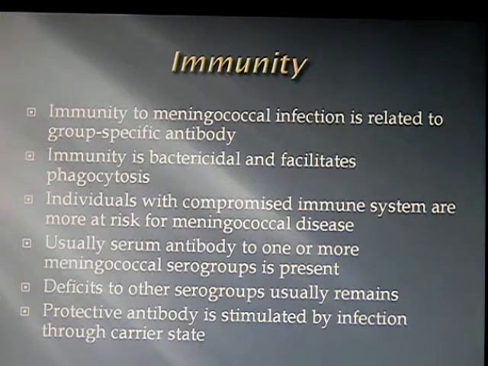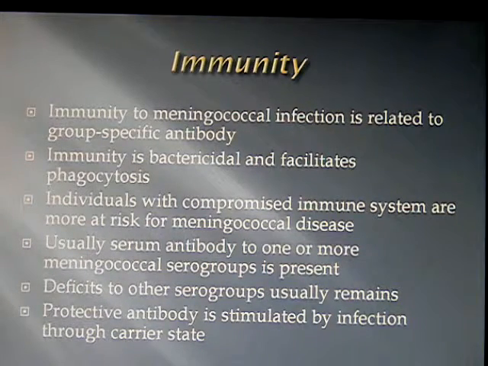Next, I wanted to talk about how you get immunity to meningococcal disease. Immunity is usually obtained through infection, and it's related to a group-specific antibody that's produced by the body. Immunity is bactericidal and facilitates phagocytosis. Individuals at risk of obtaining the infection usually have a compromised immune system. Usually, more than one serum antibody is developed within the body, but there are also deficits with other serogroups, and that's when problems may arise.